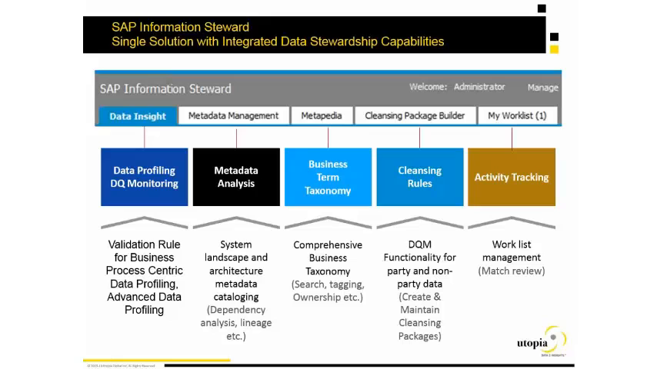We'll get into the functionalities of each of those pieces. So we're going to focus now on Information Steward and its functionality. I'm going to go through a number of slides and explain what it does and how you manage your data. Then I'm going to give you a small demo overview of the live system and show you what I just talked about. There are basically 5 tabs when you log into Information Steward: Data Insight, Metadata Management, Metapedia, Cleansing Package Builder, and My Worklist.